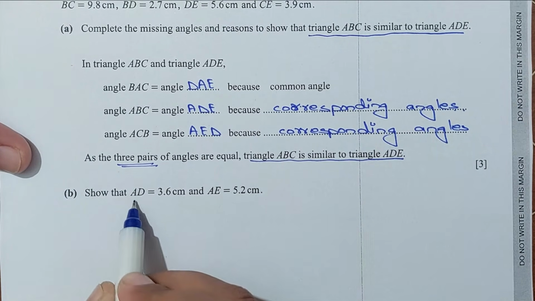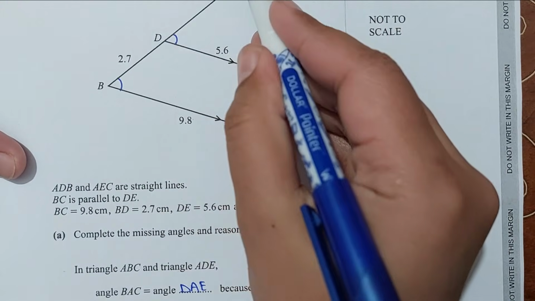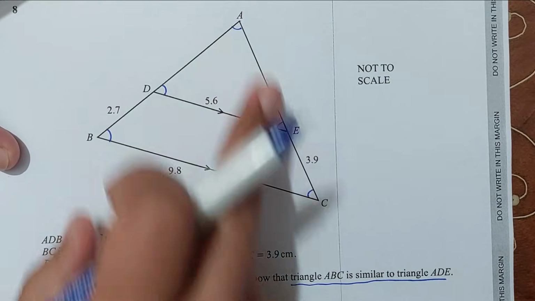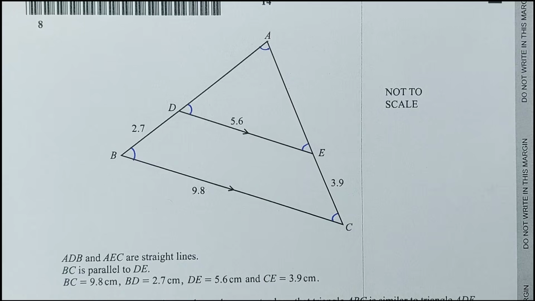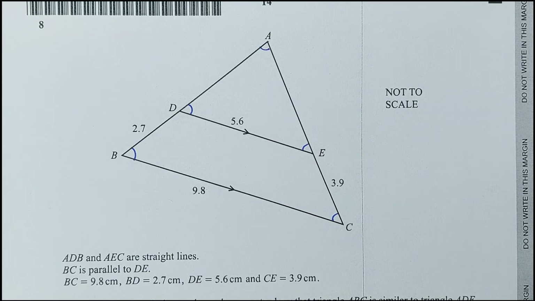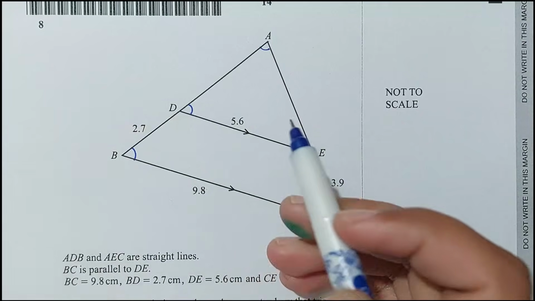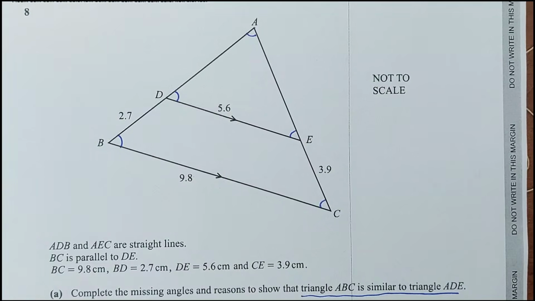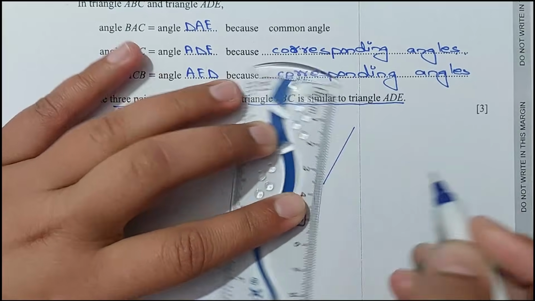Part B, show that AD is this and AE is this. We have to show these two lengths. Since the two triangles are similar, as we proved in part A, all three pairs of angles are equal, then the ratios of their corresponding sides are the same. Let me draw the triangles separately to visualize the situation.